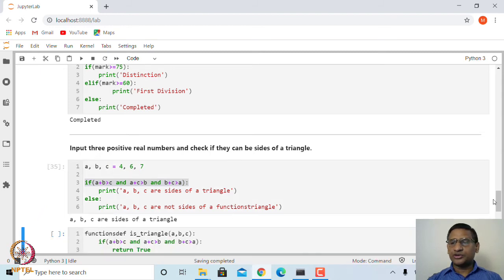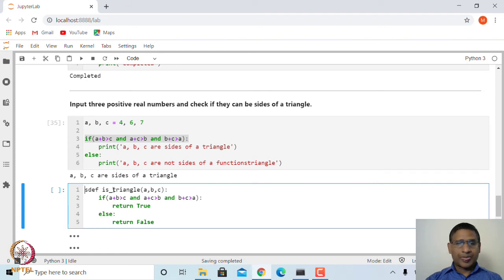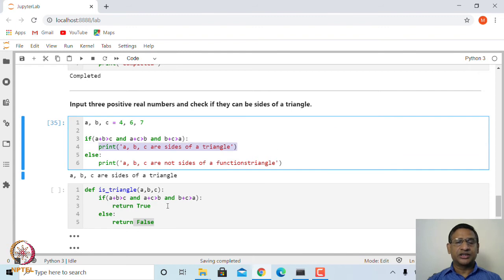Okay. Similarly, suppose you want to make a user defined function out of it. That means you want to check whether a, b, c forms a triangle or not. So, we can simply copy paste inside this. The function name I am giving is underscore triangle and the arguments are a, b, c and then colon. If this condition is satisfied, then return true, otherwise return false. So, instead of printing something, we are saying return true or false.